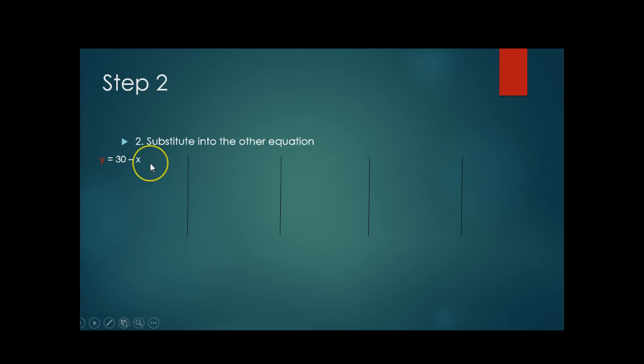I got y equals 30 minus x. I'm going to plug it in for that y. So it's going to be 4x plus 2 times that now equals 108. If I have x equals 30 minus y, I'm going to take that and plug it in for x. So that's going to look like this: 4 times 30 minus y plus 2y equals 108.